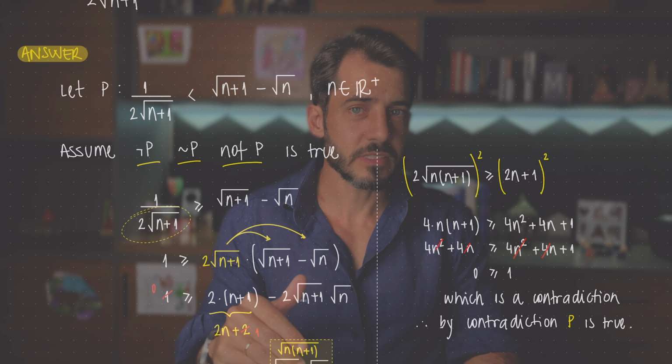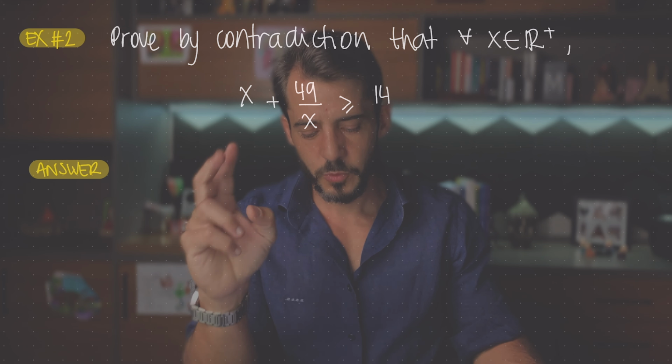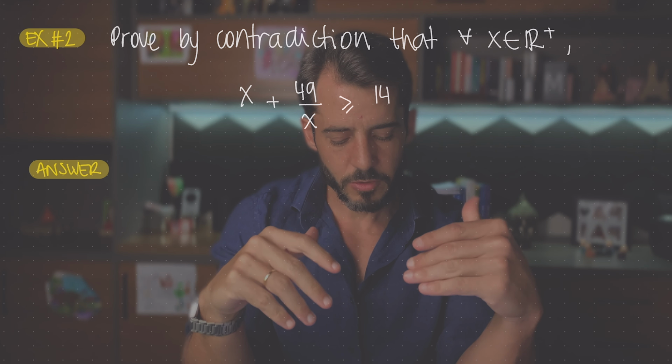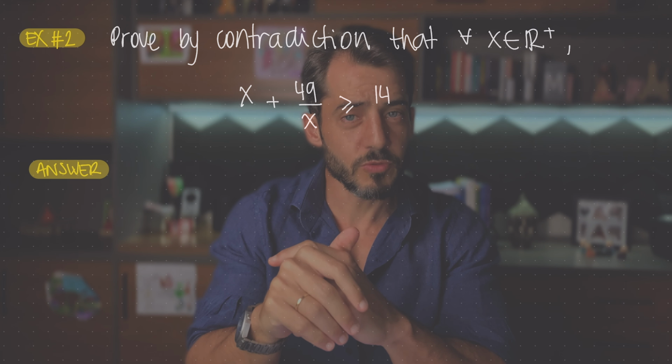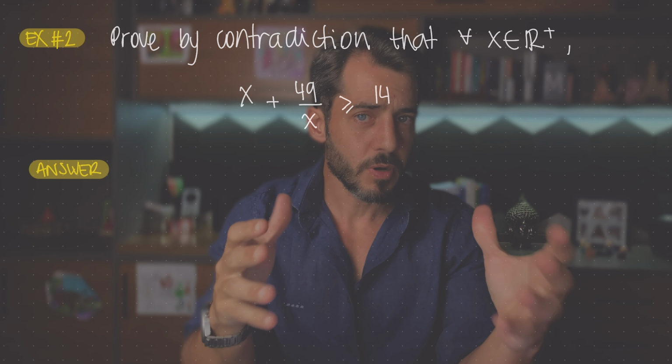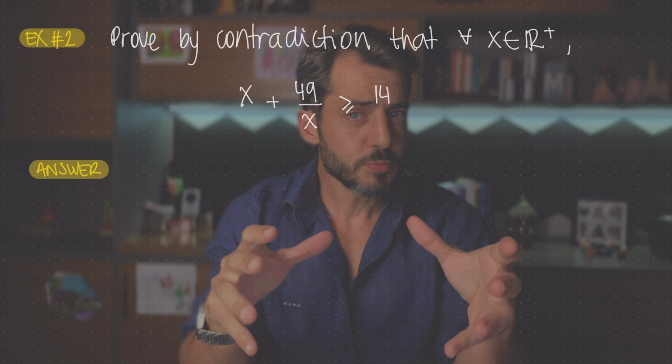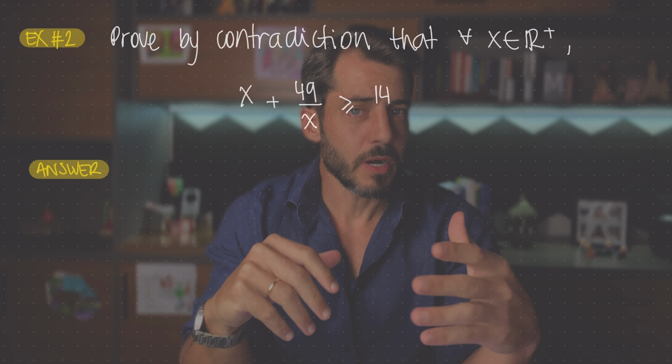So let's move to the second one now. On the second exercise, we have x plus 49 over x greater than or equal to 14 for all positive real numbers. And we need to prove that this is actually the case by contradiction.